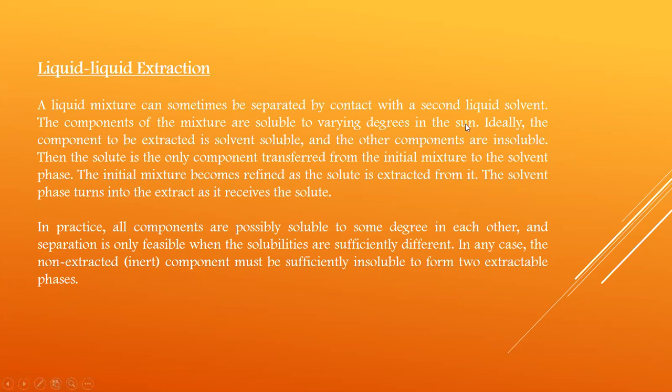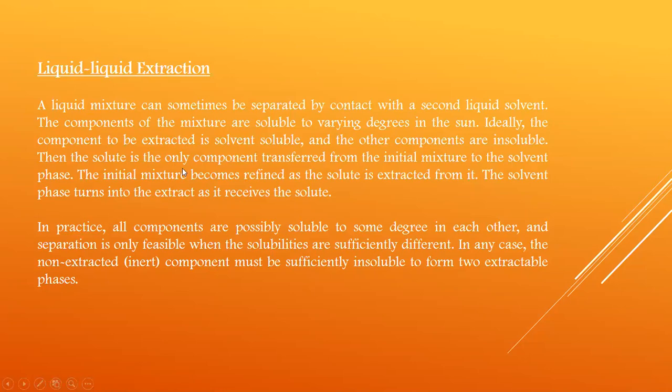The other components in the mixture should remain insoluble to this solvent. Then the solute is the only component transferred from the initial mixture to the solvent phase. The initial mixture becomes refined as the solute is extracted from it. The solvent phase turns into the extract as it receives the solute. Now, in liquid-liquid extraction, we have the product phases we call the extract and the raffinate. The extract contains the solute that was taken out from the liquid feed, and the raffinate is the byproduct, meaning all the rest of the components are in the raffinate phase.